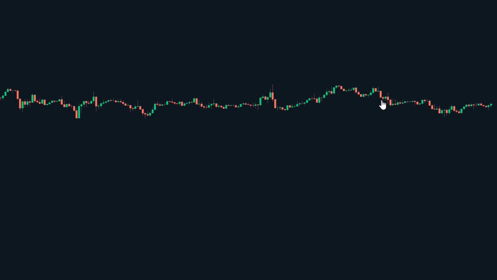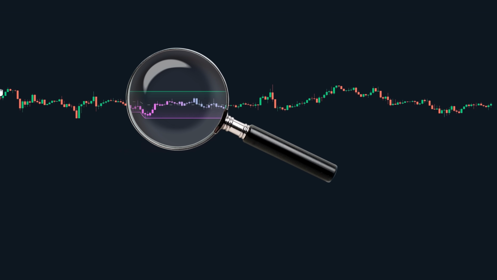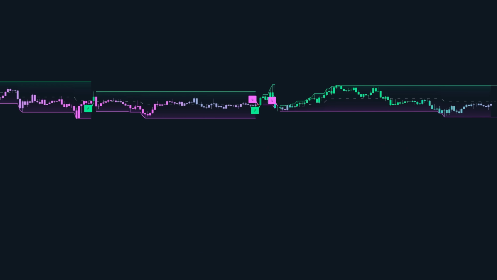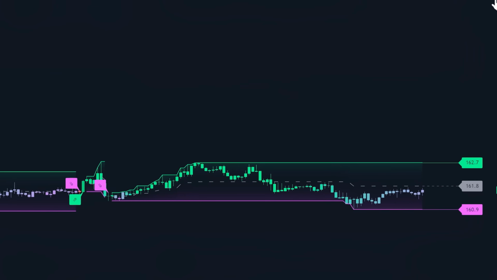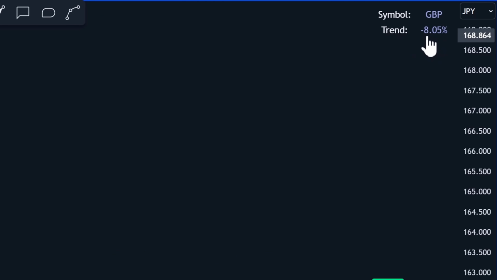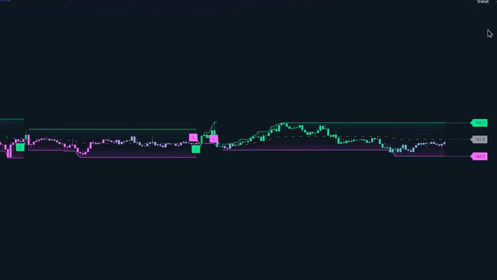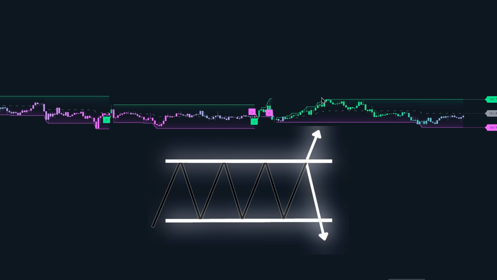This is a ranging market, and it was identified and filtered out by this indicator. How did it do that, you may be thinking? Well, by using the trend delta value, this number right here. As long as it's less than 80%, then the market is more likely to be in a range rather than trending.